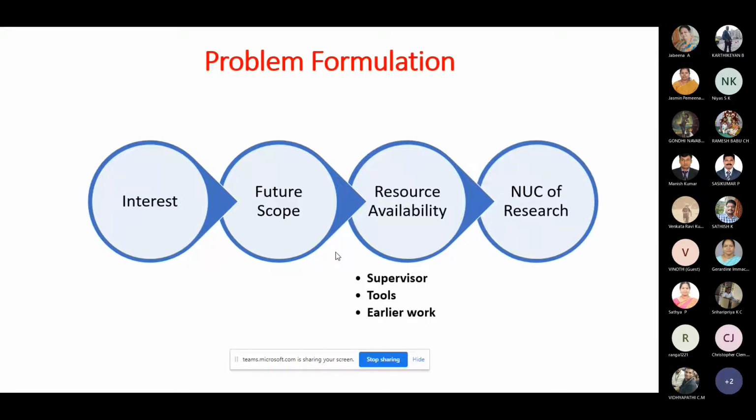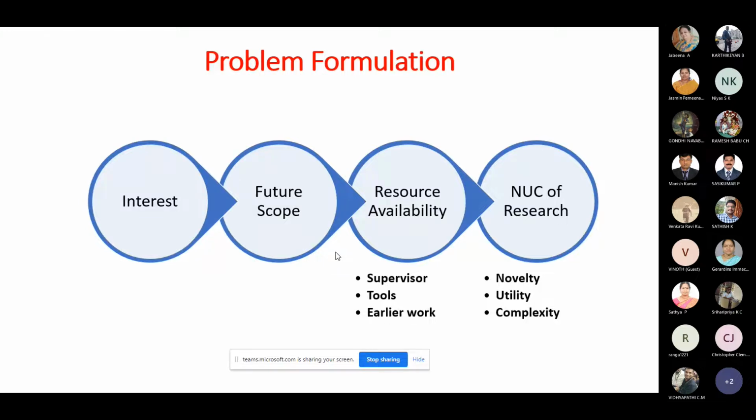NUC of research. These three elements may be new to you, but this is what my doctoral committee member used to say. If you want to say you are doing research, can you answer this? Do you have these three elements? Do you have novelty? Do you have utility? Do you have complexity? Is the research really novel?